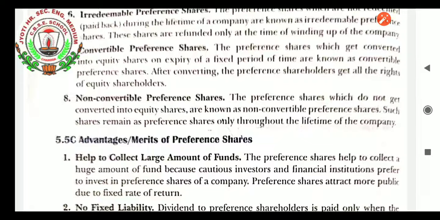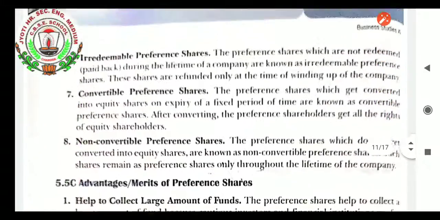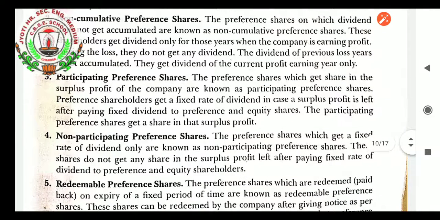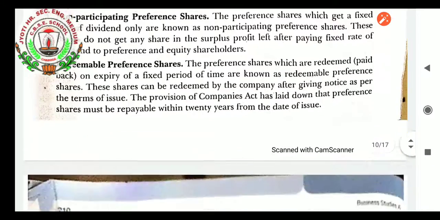Advantages, let us see. After learning the types of preference shares, as I said, there are eight. One is cumulative preference shares, second is non-cumulative preference shares, third is participating preference shares, fourth is non-participating preference shares, fifth is redeemable preference shares, sixth is irredeemable preference shares, seventh is convertible preference shares, and the last, eighth, is non-convertible preference shares.